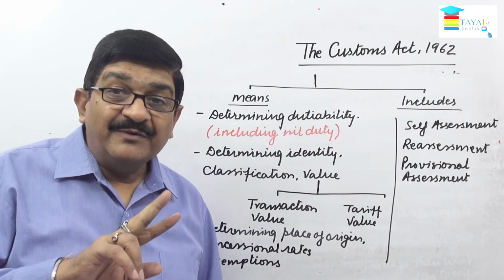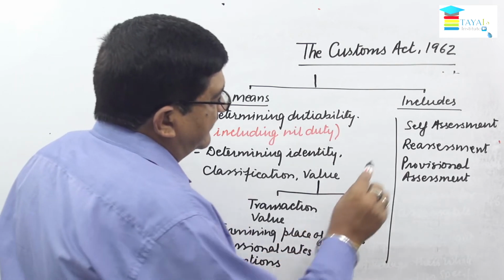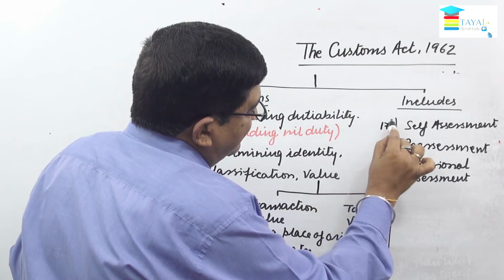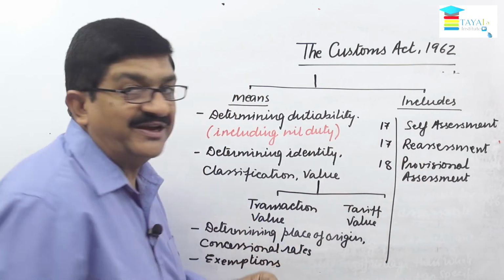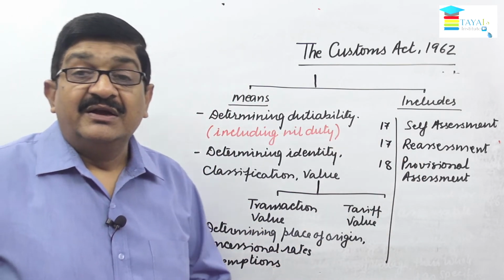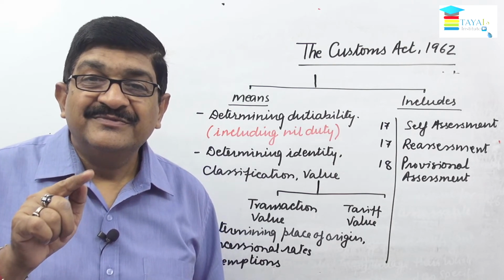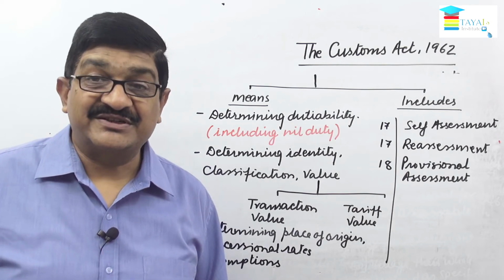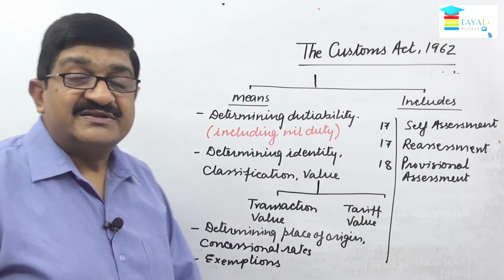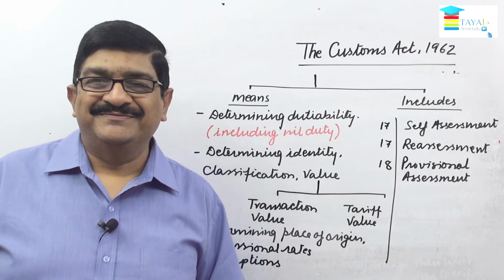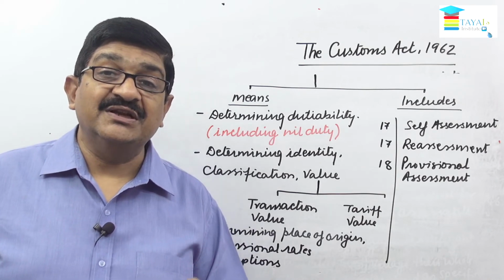So I said levy, assessment and collection, right? So just for your reference, self-assessment is covered under section 17, reassessment is covered under section 17, provisional assessment is covered under section 18, and levy is covered under section, repeat with me, section 12, section 12 of the Customs Act, that is covered there. Okay, self-assessment under which section? 17. Reassessment is covered under section 17. Provisional assessment under section 18.